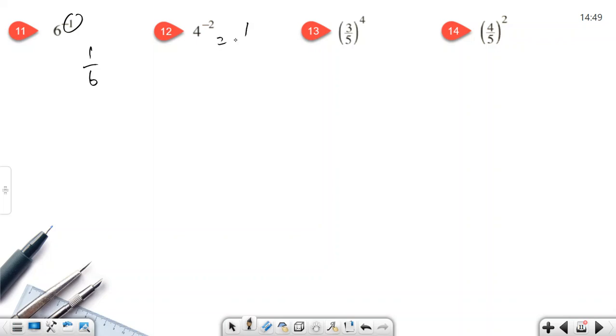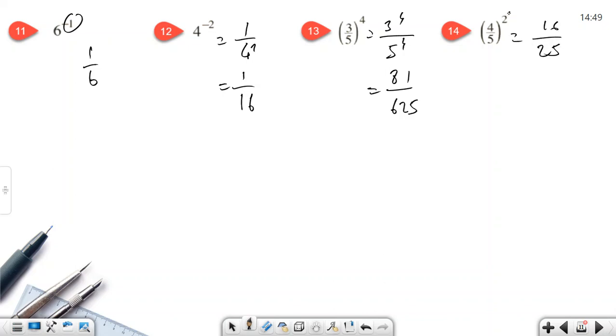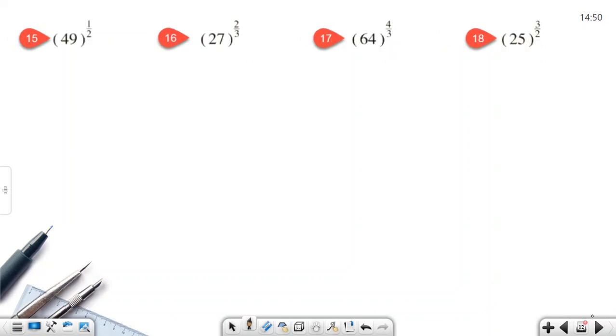Now look at that one. It's equal 1 over 4 squared, 1 over 16. That one equals 3 power of 4 over 5 power of 4. 3 power of 4 is 81, 5 power of 4 is 625. This is equal 16 over 25. When we have 2 power of 4 and power of 5, this 4 power of 3 and the power of 5, don't forget it, that's a property.